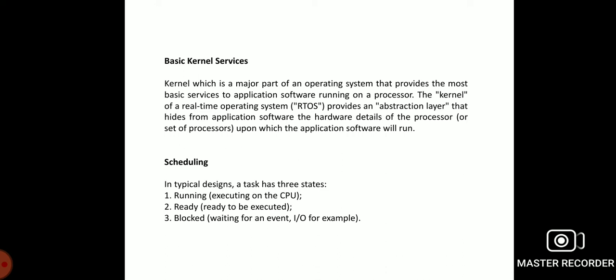Then scheduling typically designates a task as being in one of three states: running, ready, and blocked. Running is executing on the CPU, ready is ready to be executed, and blocked is waiting for an event, that is, input and output for example. So in this session we discussed the real-time operating system and the kernel architecture. Thank you for watching this video.